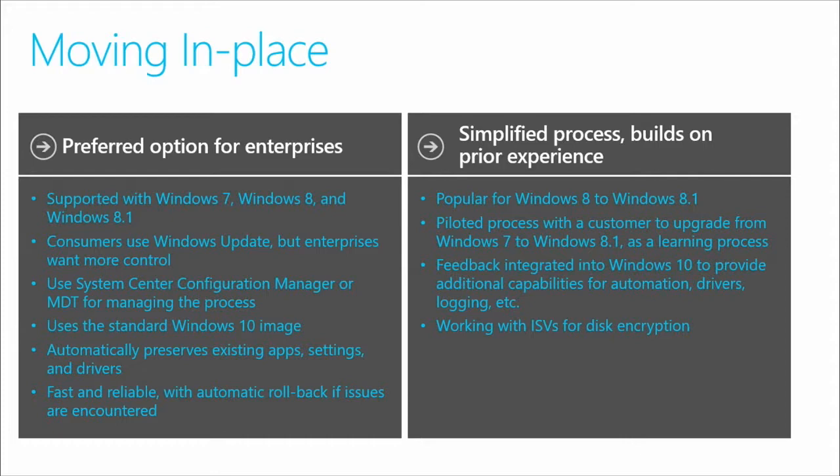Enterprises really want more control than that. So for enterprises, they would typically be downloading the media for Windows 10 from the Volume License Service Center, their typical volume license media, and then using Config Manager or MDT to run a task sequence to do the upgrade. It uses a standard Windows 10 image, the install.wim, off of that media, so you don't modify the image, you use the standard install WIM that's provided. And that's really all you need to do.